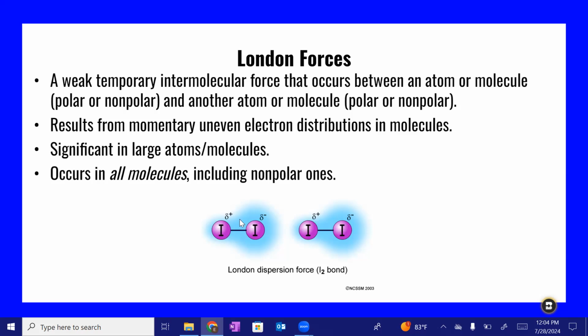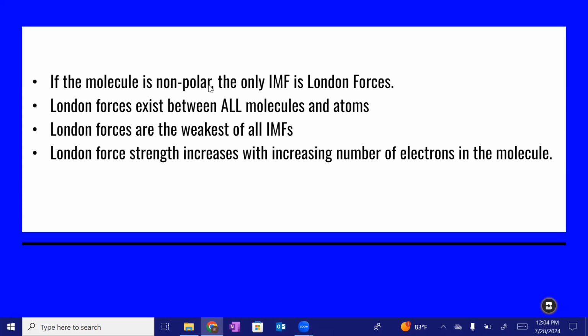This is a non-polar molecule, but it can form this London dispersion force. I will show you this for better understanding of what is going on. It is instantaneous, not permanent, a very weak force that is found in all molecules. If the molecule is non-polar, the only intermolecular force we have is the London dispersion force. It's between all molecules and atoms. It is the weakest of all the intermolecular forces.